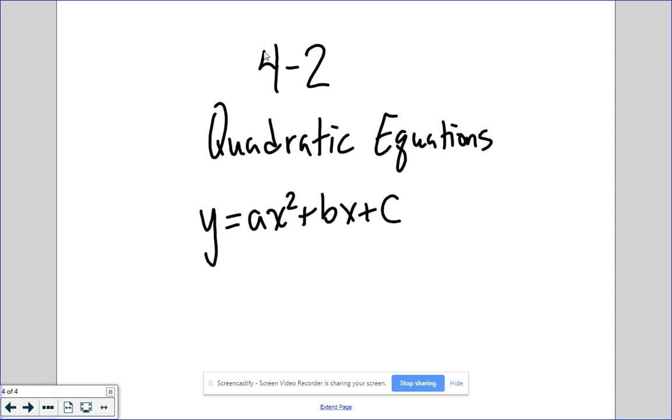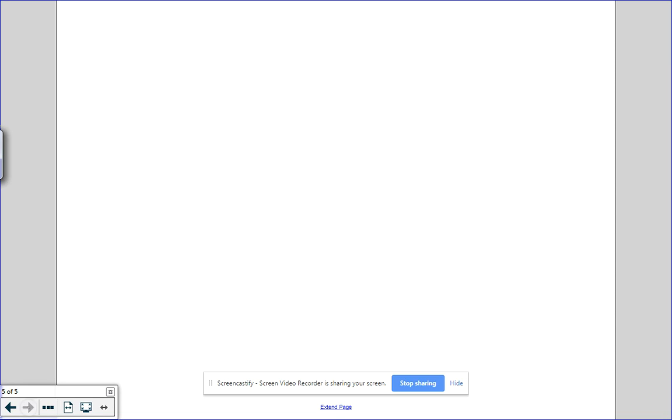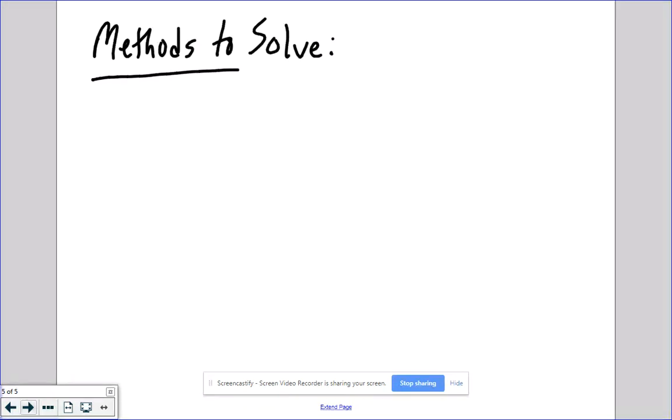So in this lesson, we are going to talk about the different ways to solve quadratics. I'm going to give you a problem, and we're going to solve it all 3 ways. There's technically 4, but algebraically we're going to solve it 3 ways. So, methods to solve quadratics: again, I said we have 3. There's technically 4, but we're going to focus on 3.